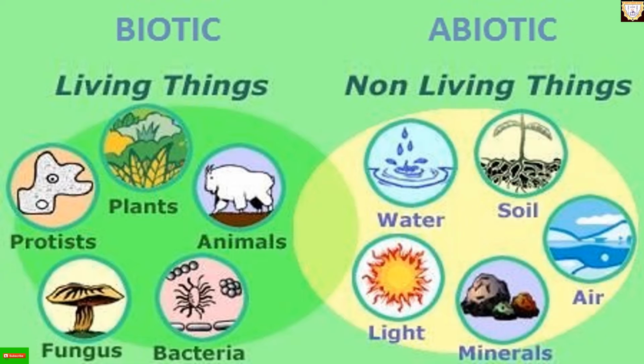Biotic components. Biotic components refer to the living things in the environment. Human beings, animals, and plants form the biotic components.